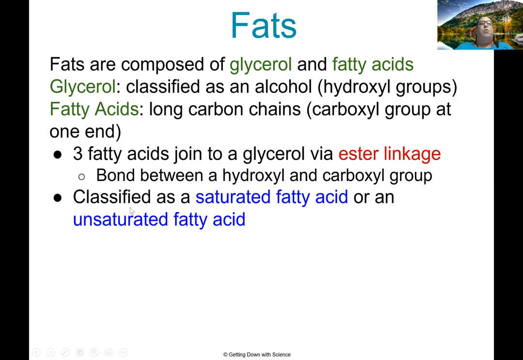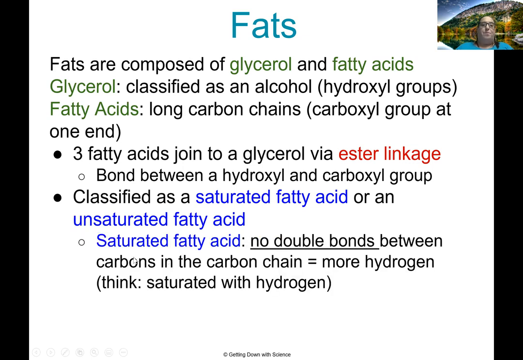Okay. So we classify our fats as either saturated fatty acids or unsaturated fatty acids. And this is something you've probably heard about when they talk about saturated fats and unsaturated fats. But did you really understand what they were telling you? So a saturated fatty acid has absolutely no double bonds between the carbons in the carbon chain. So that means we have more hydrogens. It's saturated with hydrogen. These tend to be very straight chains.